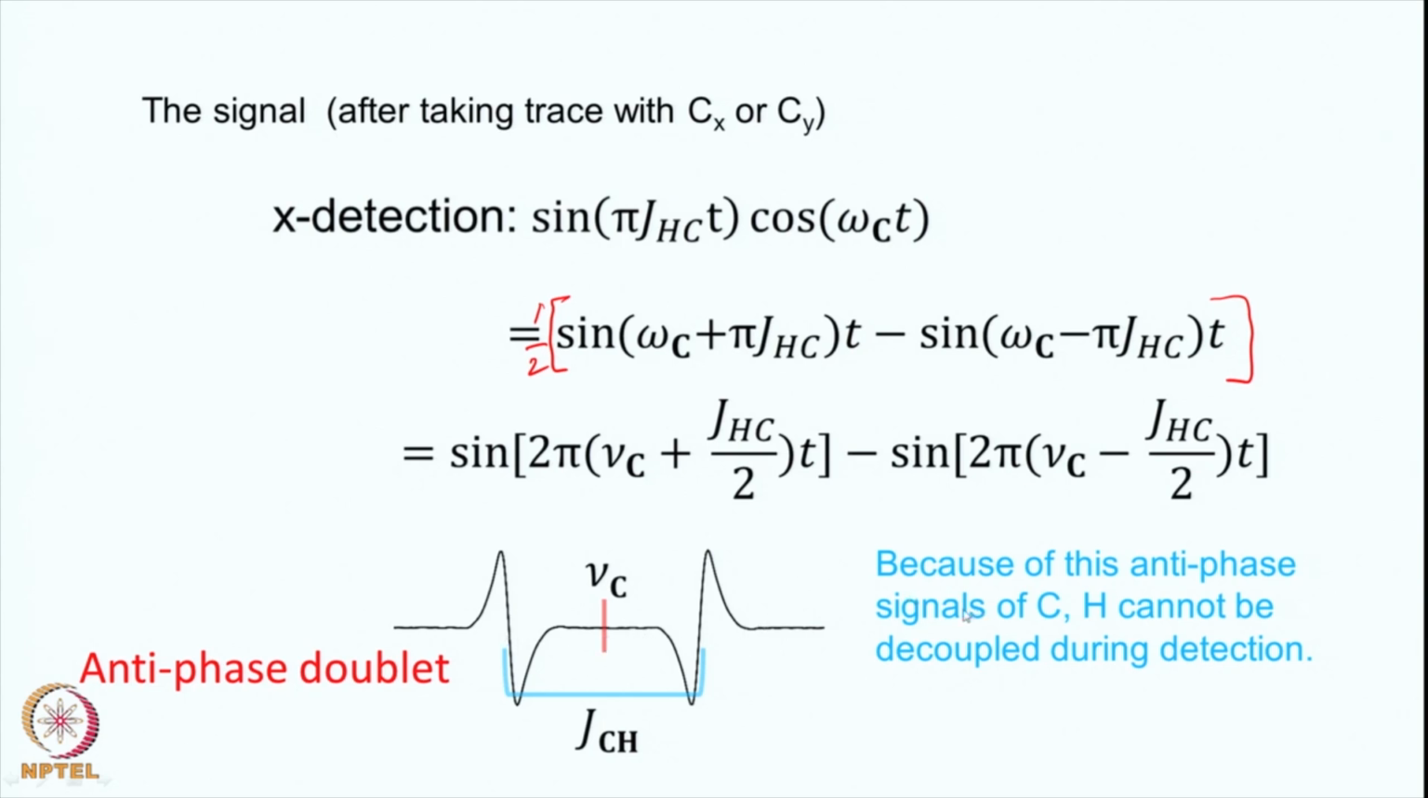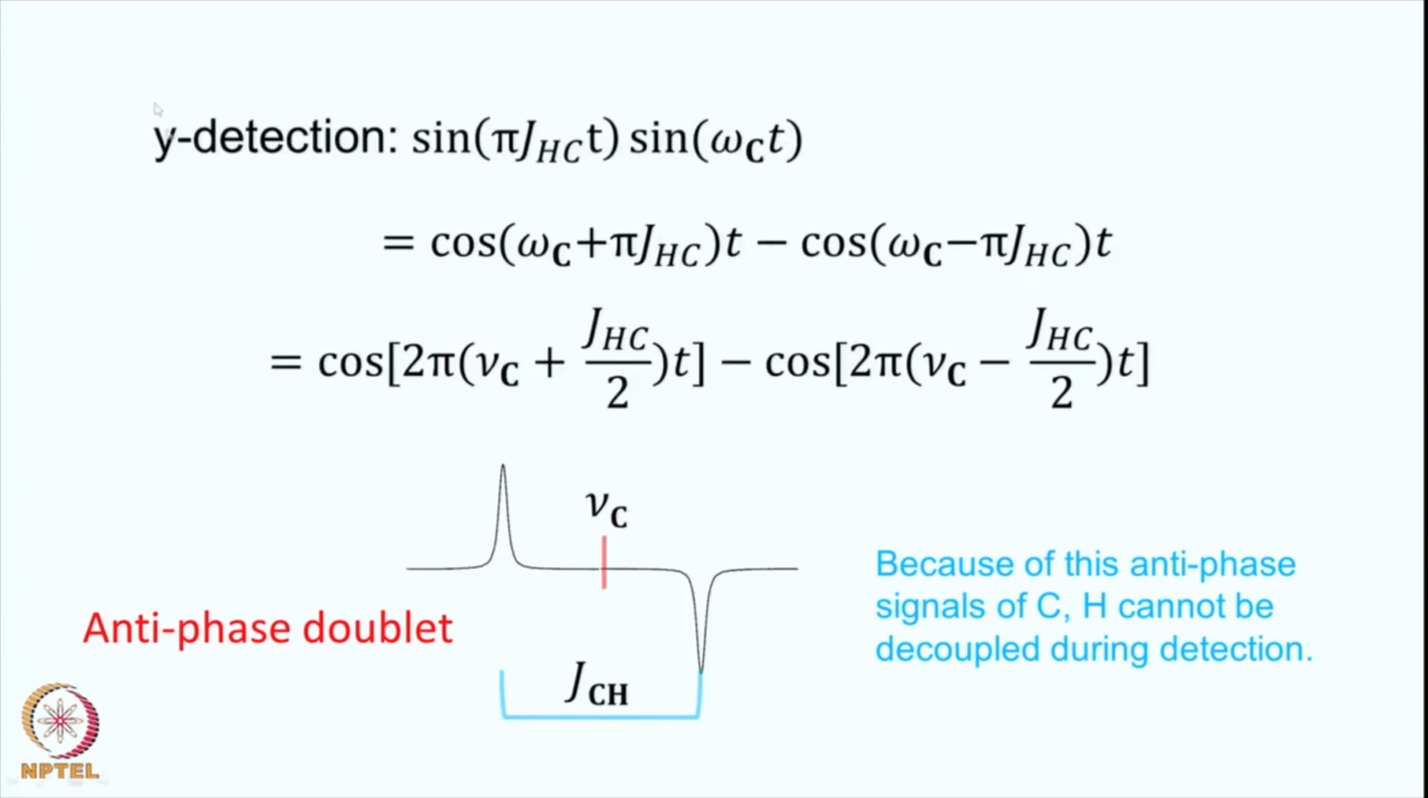Now during the detection period, these two signals will be present as they are if you do not decouple. You cannot decouple this. If you decouple, these two will collapse and fall on top of each other, and then there will be zero signal. Therefore, in this situation you cannot decouple during the detection period. The center of this is the chemical shift, and the separation between these two is the coupling constant JCH. Notice the center is here, not here or here, and from here to here it is JCH.